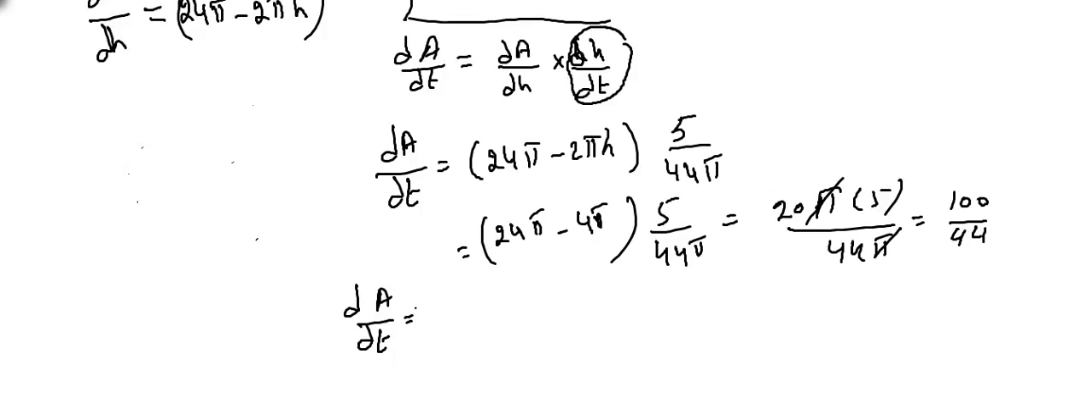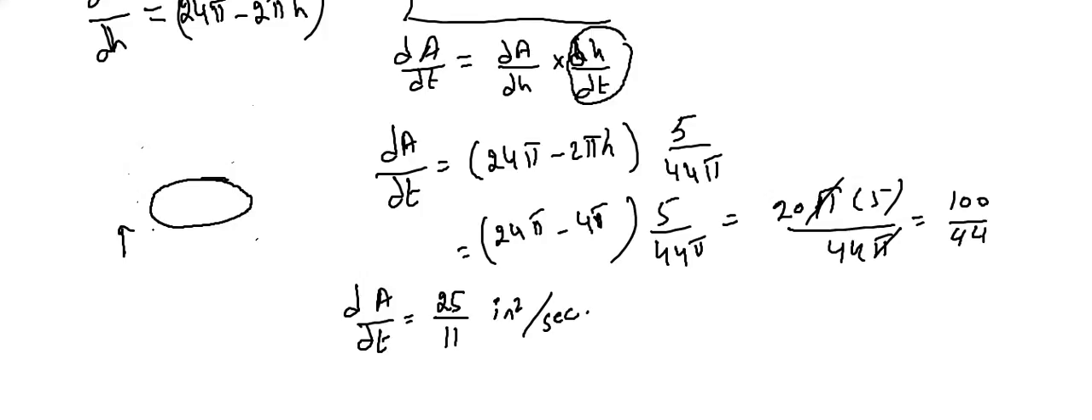So the final answer for dA/dt, the increase in area of the circle, is equal to, dividing by 4, 25 over 11, and since it's area, it's in inches squared per second. He wants me to find the rate of the area of the circle in terms of the rising of h. It will be 25 over 11 inches squared per second.